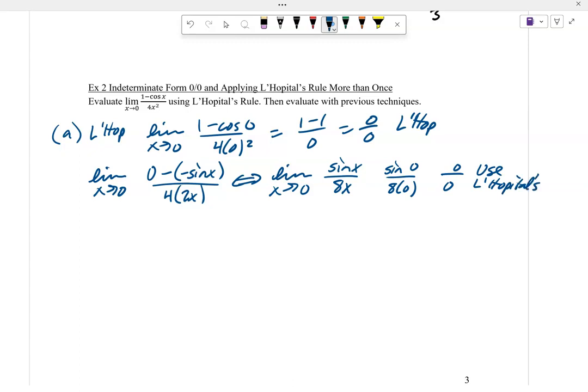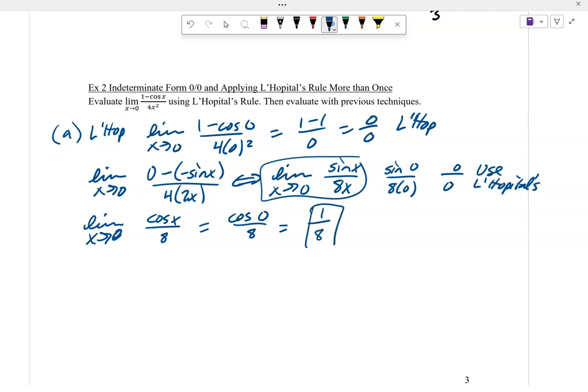So we're going to go ahead and repeat L'Hopital's rule. Limit as x goes to 0. The derivative of the sine is the cosine. The derivative of 8x is just 8. And notice now when we throw it in, cosine of 0 over 8, we know the cosine of 0 is 1. And so this just ends up being 1/8.